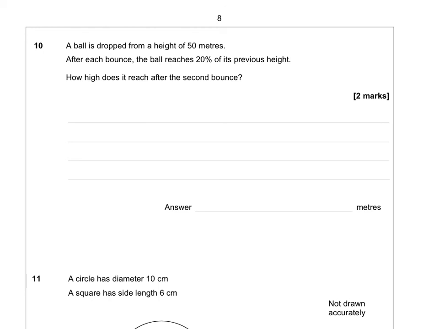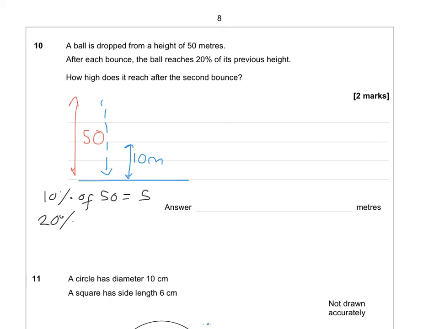Question 10. A ball is dropped from a height of 50 metres. After each bounce, the ball reaches 20% of its previous height. How high does it reach after the second bounce? So the ball drops down from a height of 50 metres and it hits the ground. It then rebounds and bounces up to a height of 10 metres. This is because 10% of 50 equals 5, so 20% of 50 equals 10.